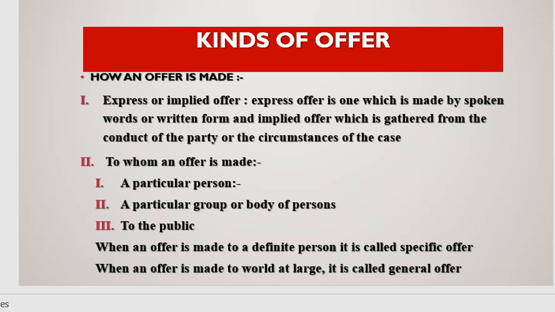To whom is an offer made? It could be made to a particular person. If it is made to a particular person or a particular group or body of persons, then it could be accepted by that particular person or group or body of persons, not by others. When an offer is made to a definite person, it is called a specific offer. When an offer is made to the world at large, it is called a general offer.